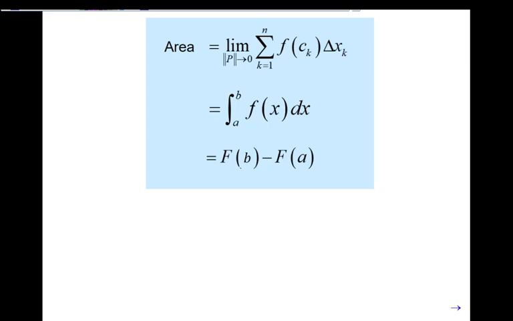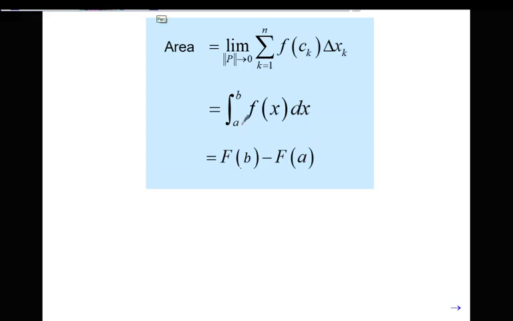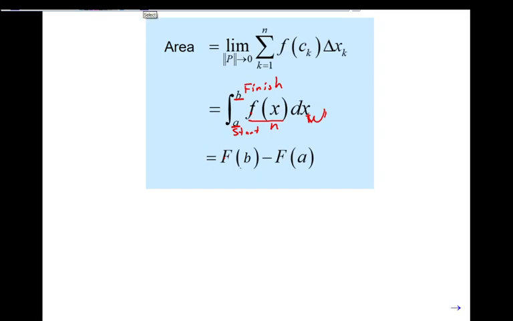So the area, and this is again the integral, this is start, this is finish, height, width, is equal to the antiderivative of f. Whatever f is, if you take the antiderivative, plug in b, and subtract the antiderivative when you plug in a, that will give you your area from beginning to end. This is something we're going to be using a lot. It's actually part of the fundamental theorem of calculus.